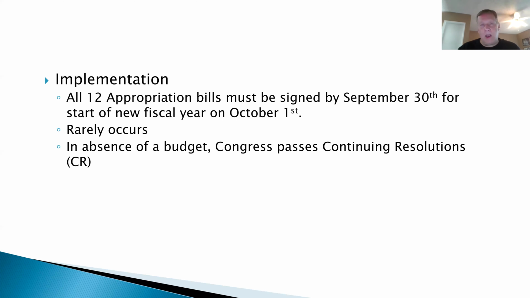Those 2 weeks come and go. Appropriation bill is still not agreed to. Congress then passes another continuing resolution for another 2 weeks, or maybe they'll extend it to 4 weeks to buy themselves a little bit more time.